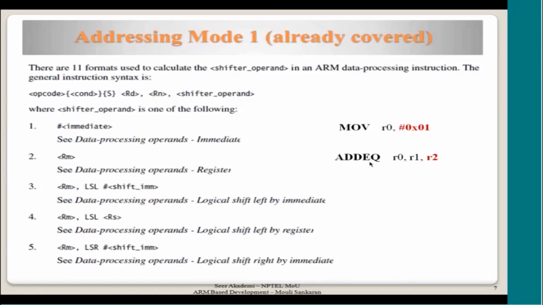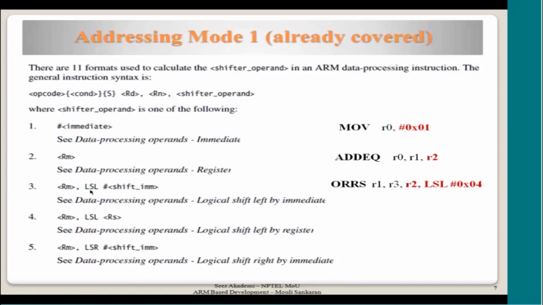EQ is a conditional code which corresponds to whether the zero flag is set or not. If the zero flag is set prior to the execution of this instruction, then this will be executed. Otherwise, this instruction will be skipped. Okay. Now, next example, we have a register Rm with a shift operator and an immediate constant.